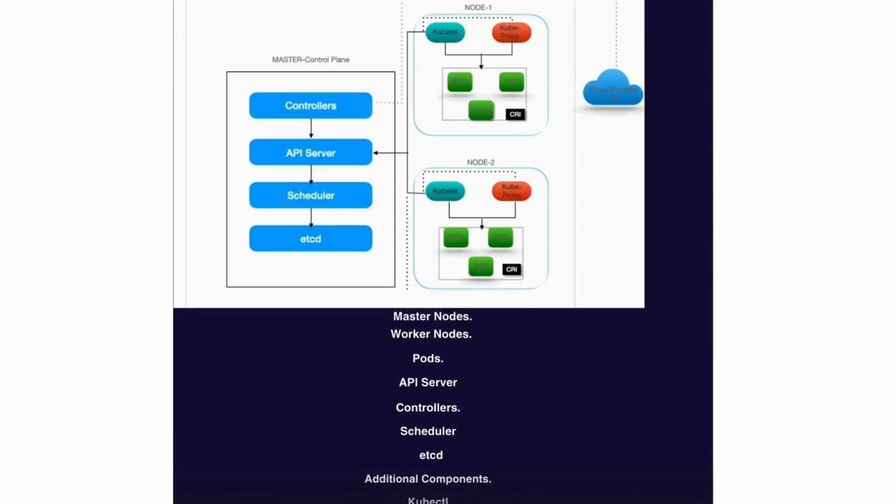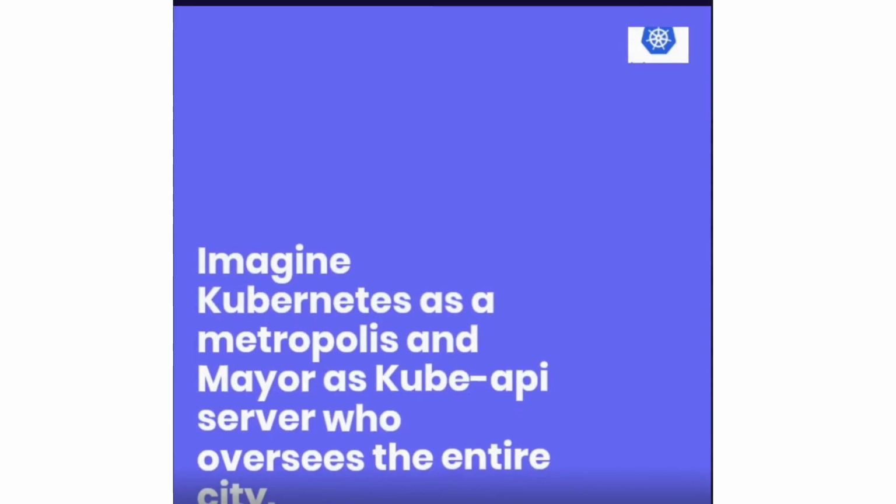Additional components in a Kubernetes cluster are logging systems, monitoring tools, CI/CD pipelines, and security solutions that integrate with a Kubernetes cluster to enhance its functionality and management. By understanding these components and their interactions, you gain a deeper appreciation for the power and complexity of Kubernetes. Remember, it's a flexible and customizable system, allowing you to tailor it to your specific needs and applications.